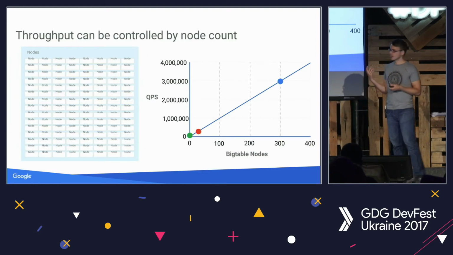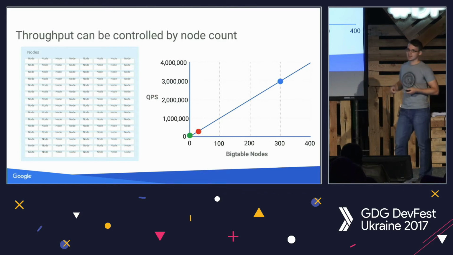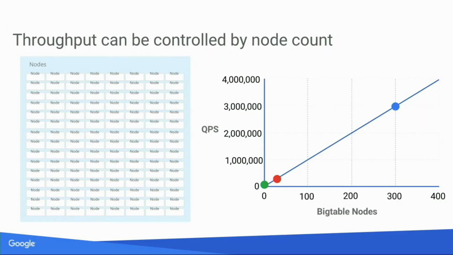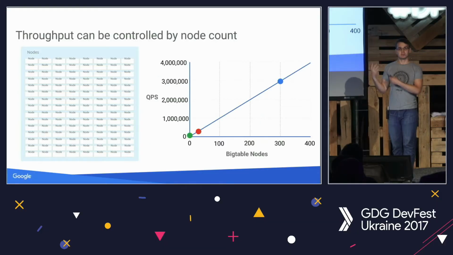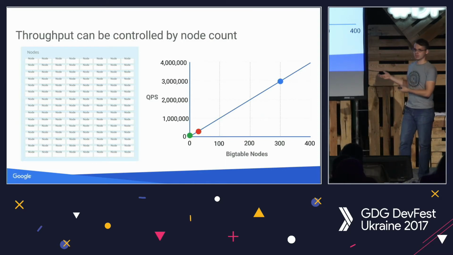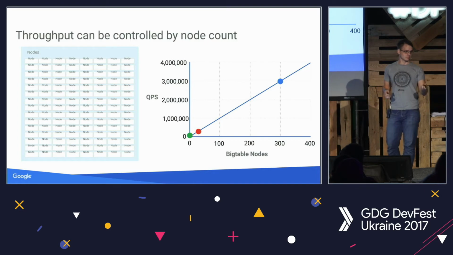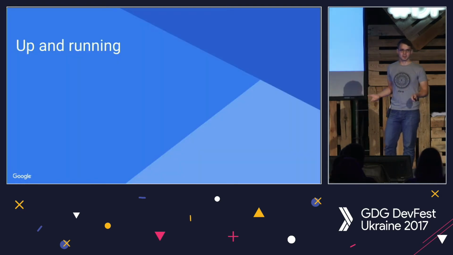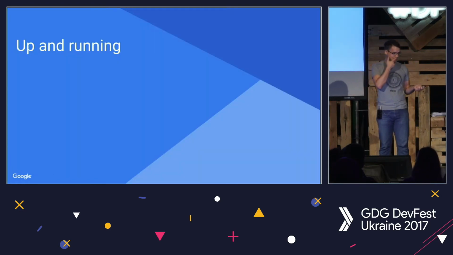And these examples, I hope, these numbers should be correct. Please check and tell me if it's wrong. For 300 nodes, you will have 3 million QPS, and these are real numbers. We have real clients, real customers doing these things at scale. It's not some artificial tests. It's a real experiment with our clients. Just imagine, 3 million QPS, 3 million queries per second.